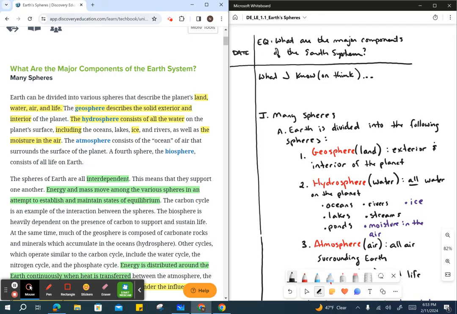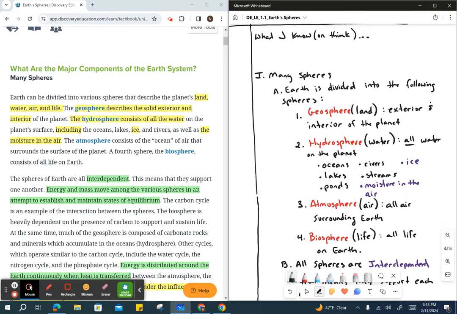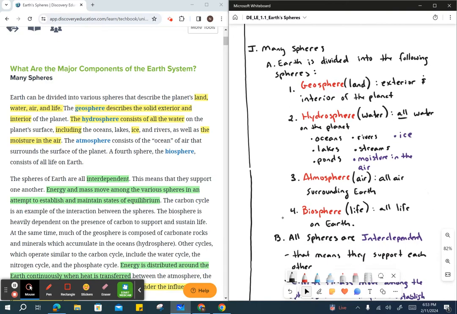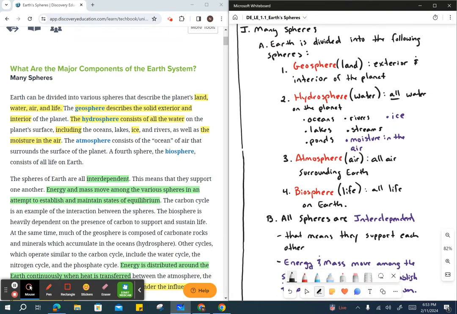So, Roman numeral 1, many spheres. Hopefully, this is a review for you. And as you're thinking about it, you're thinking about, of course, the geosphere, the land, the hydrosphere, which includes all the water on the planet. By the way, make sure you kind of internalize in your brain geosphere is both the exterior, the stuff that you and I are standing on, but it's also the interior of the planet.